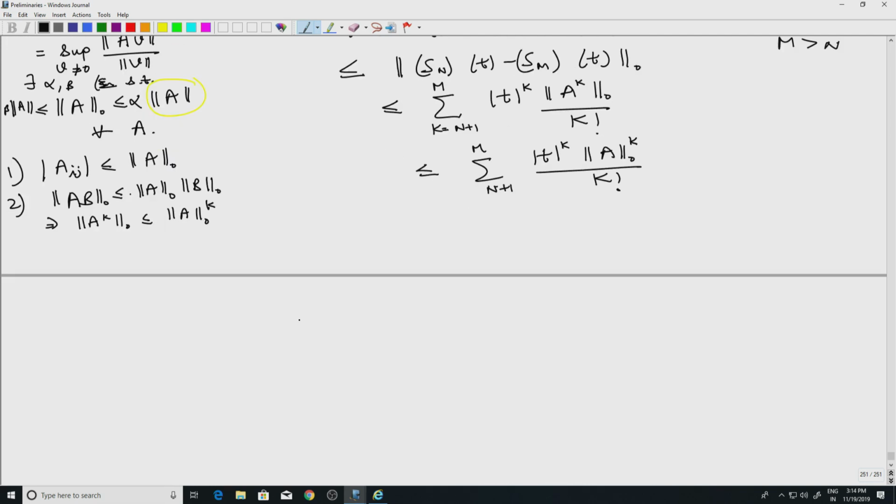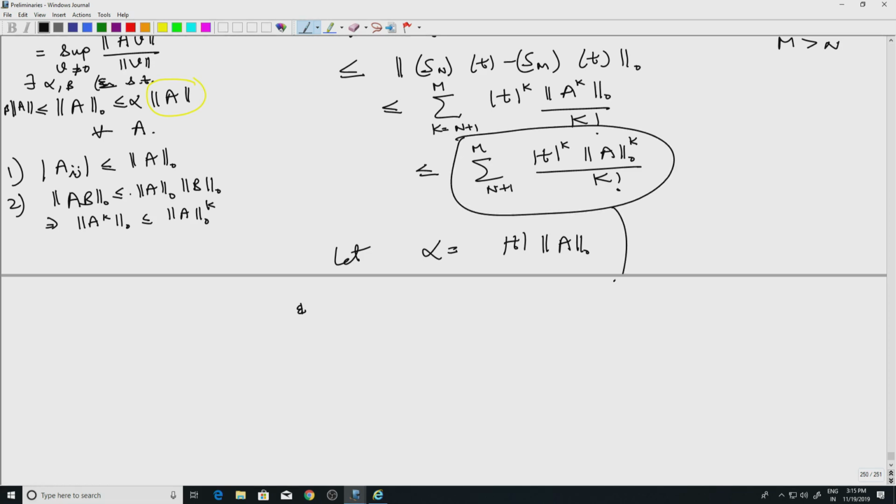Let's let alpha equal mod t times norm A naught. What I have written here is just the difference in partial sums for a new series. Perhaps I'll stop here and complete this the next time. Okay, thank you.